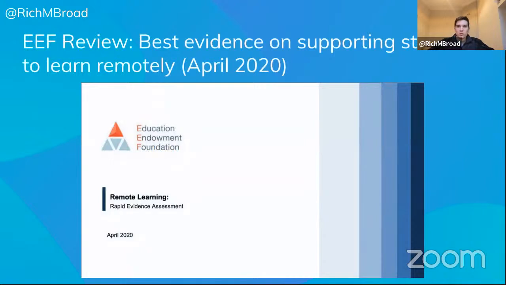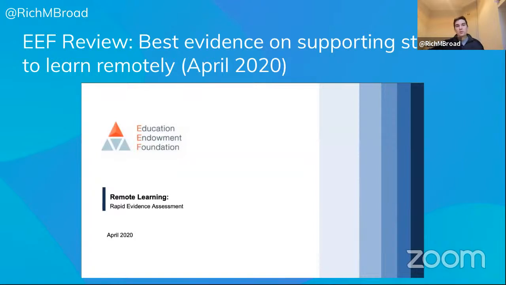Now, the EEF review looks at five key recommendations that it makes when implementing strategies to support pupils' remote learning, but also looks at supporting parents as well and how you can do that. The methodology behind this research is that it examines the existing research and looks at about 60 different reviews and meta-analyses for different approaches that schools could use to deliver learning remotely.